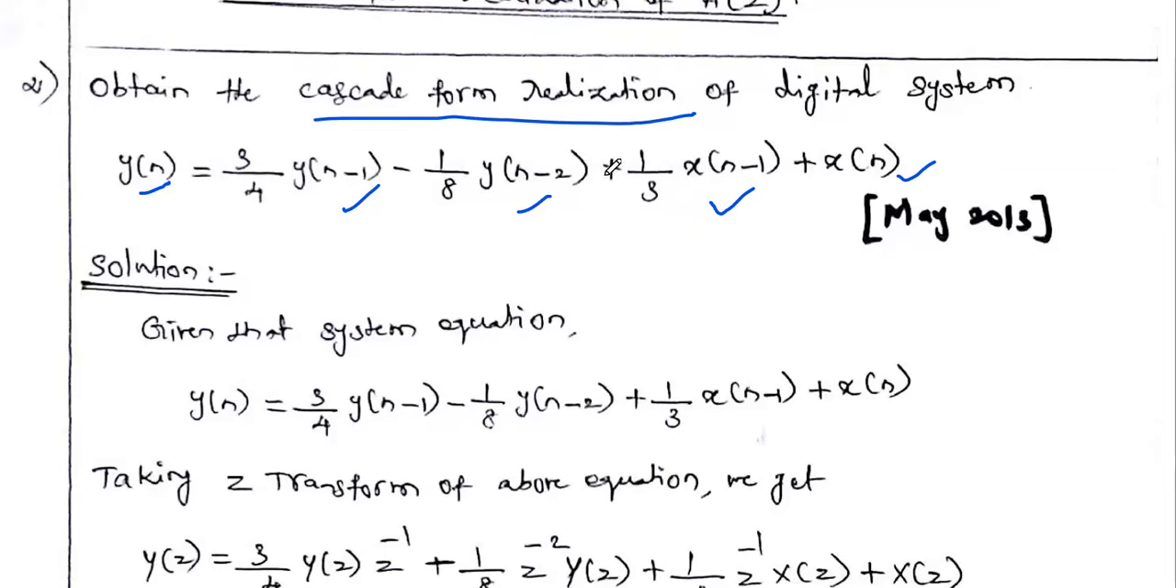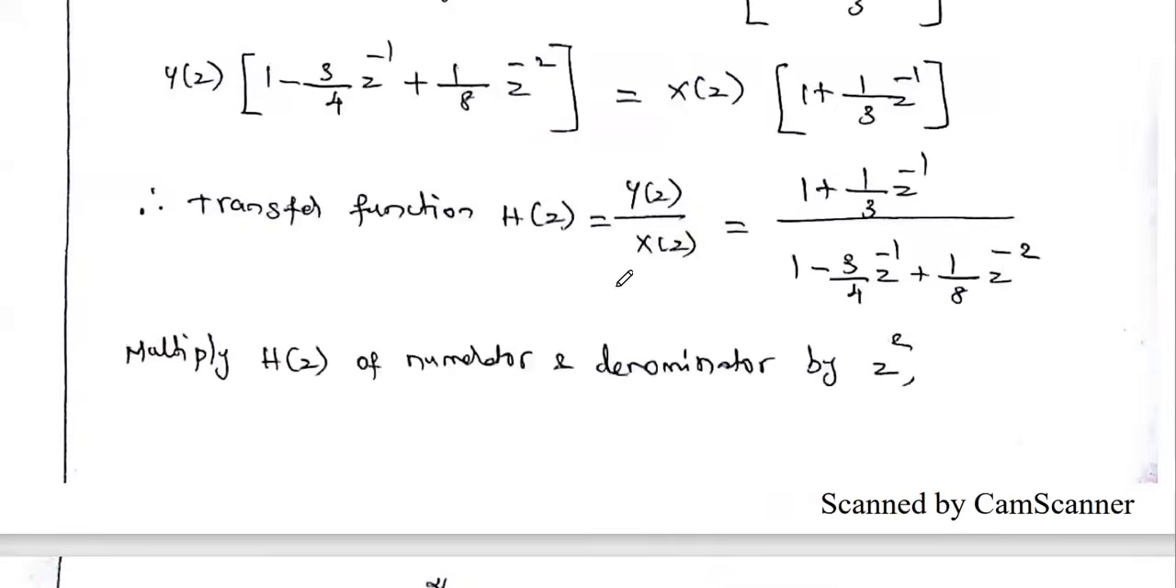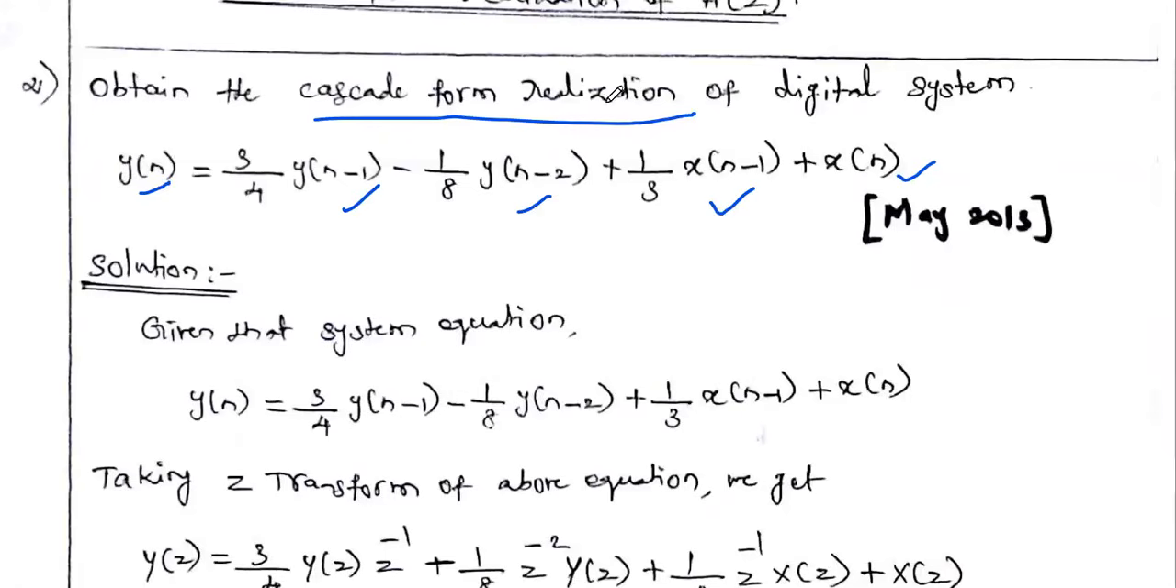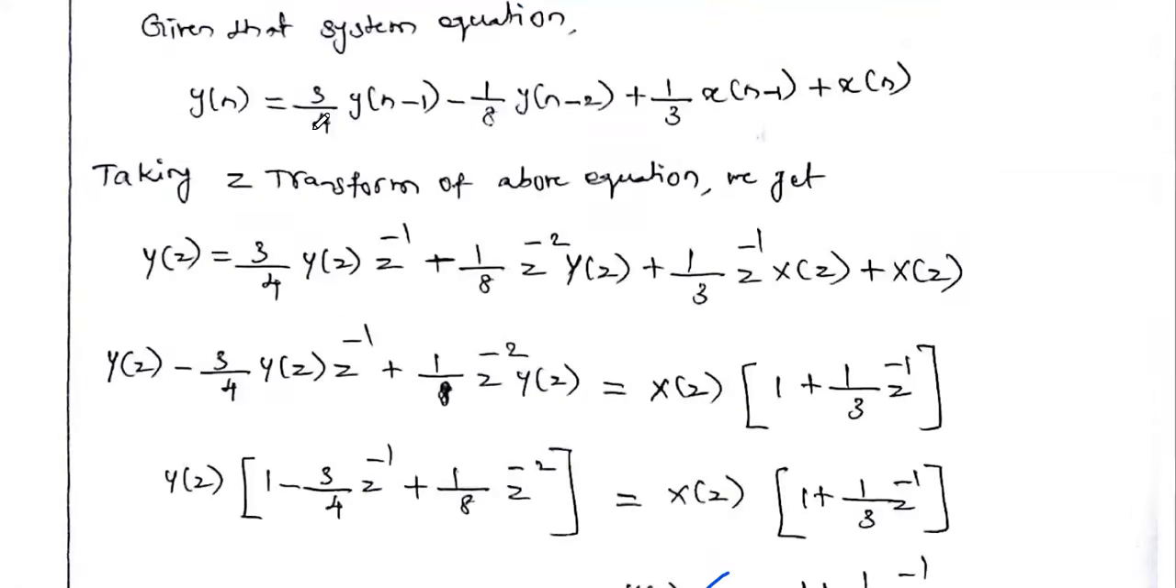In order to realize the system in cascade form, first we need the transfer function H of z. Already you know what is meant by transfer function. It is nothing but the ratio of output divided by input, the z transform of output by the z transform of input. In order to convert the time domain equation into the z domain, first for the given system equation we have to take the z transform. That is the first step.